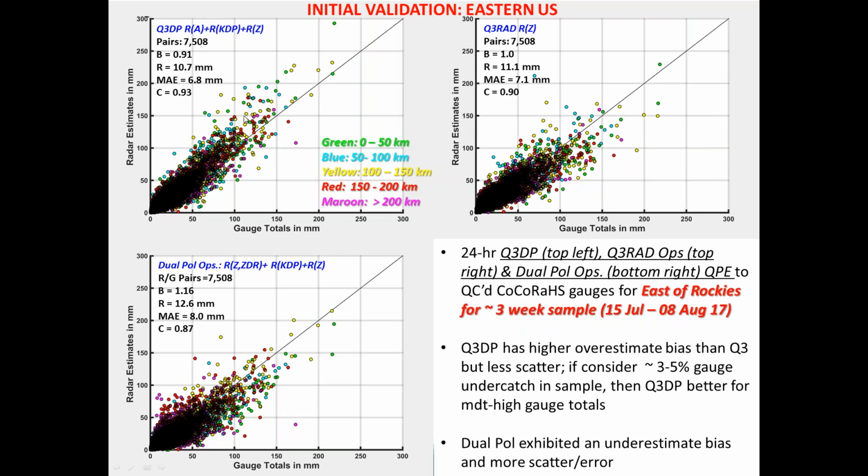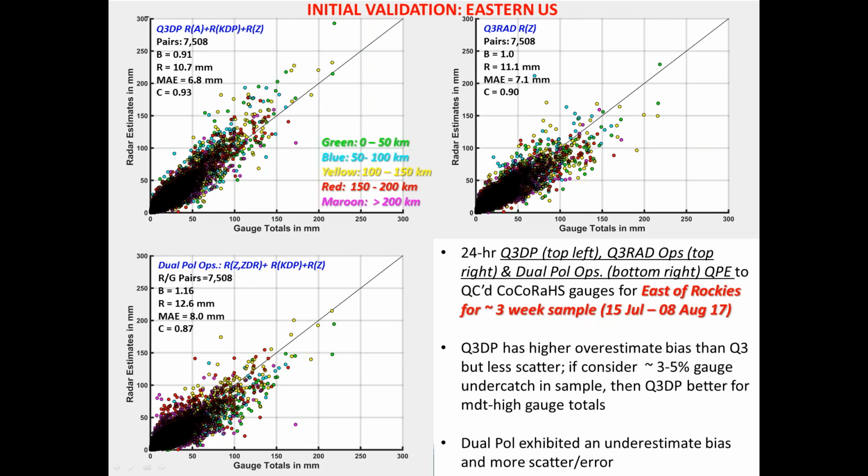And so what you can look at here, on the top left, is the Q3 dual pol compared to the operational dual pol data. You can see that there's quite a bit more scatter with the operational dual pol, and an underestimate bias is showing up, as compared to what you see with the Q3 dual pol data. Now we show a little bit of an overestimate bias, and part of that, as we'll talk about shortly, is that we have a little bit of a challenge with some convective events where we have a little bit of an overestimate bias occurring. But if you compare the Q3 dual pol data to the Q3 radar-only data, even with this overestimate bias, we still have slightly lower errors and higher correlation.